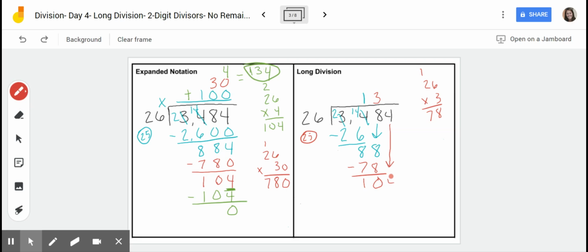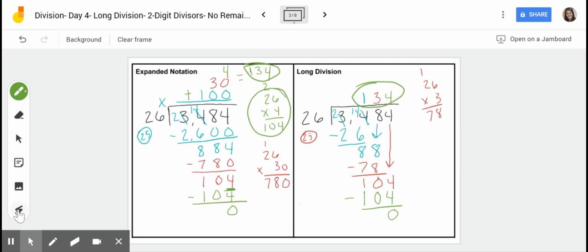So now we bring down our 4, and then we repeat the process, asking ourselves, how many times can 26 go into 104? I can think about 25 to help me work through this. I know that 25 times 4 is 100, so 26 times 4, as we said over here, is 104. So I'm going to do 4 groups of 26, which is 104, and we have no remainder. So our answer is 134.